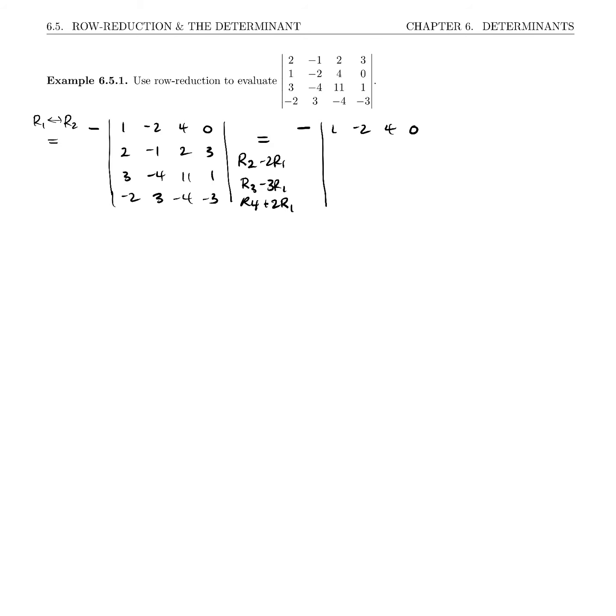So 2 minus 2, we get 0, 3 minus 6 is minus 3, 0, 2 minus 1 is 1, and 0, minus 1, 4, minus 3. Now we're going to hit pause here for a second and take a look at what we have. We've created a column of mostly zeros, which means if we do cofactor expansion down that column, we have one entry and then a smaller minor to do.